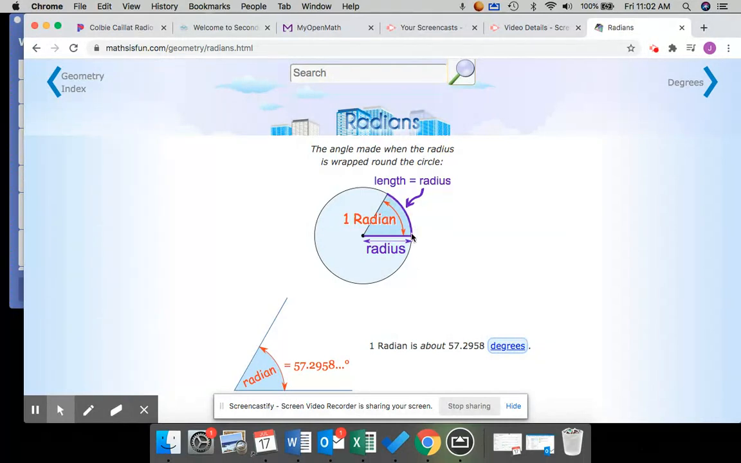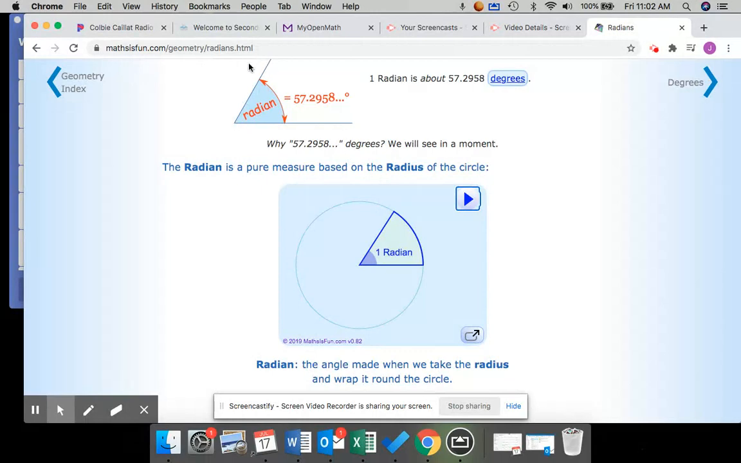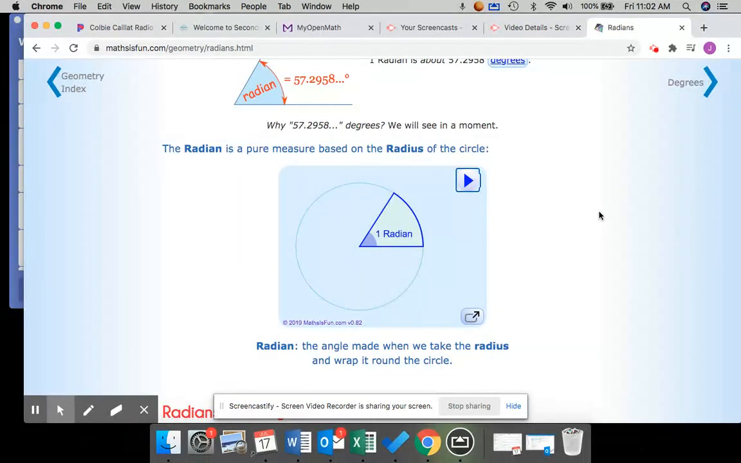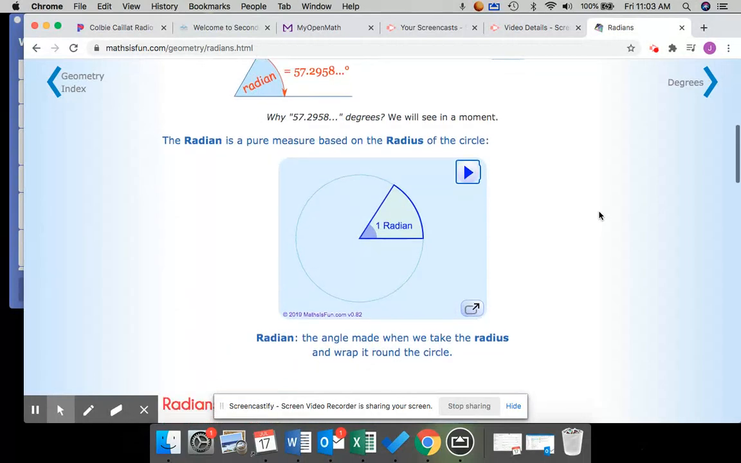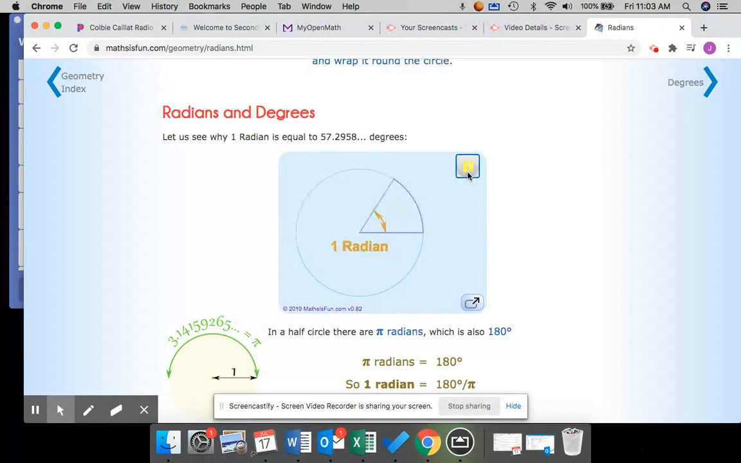It's the same measurement. If we go down here, it's a nice little video blurb for you. See how they've taken the radius and laid it upon the circle itself to create 1 radian. That's a beautiful little illustration. How many degrees is a radian? It's about 57-ish, a little bit more. Not really what we're concerned with. We're not really going to use that measurement. Instead, we're going to look more at another little illustration for you.